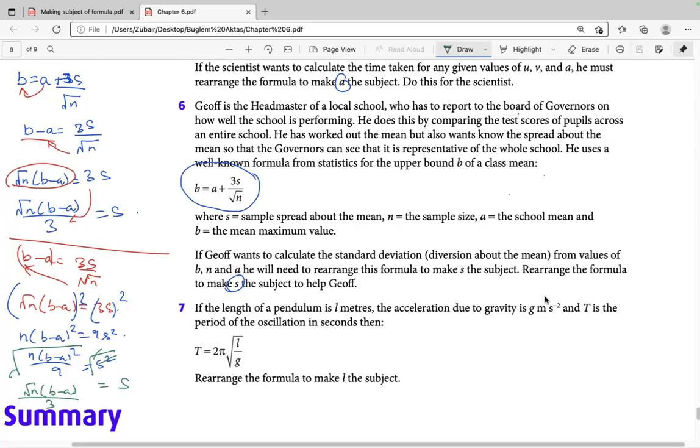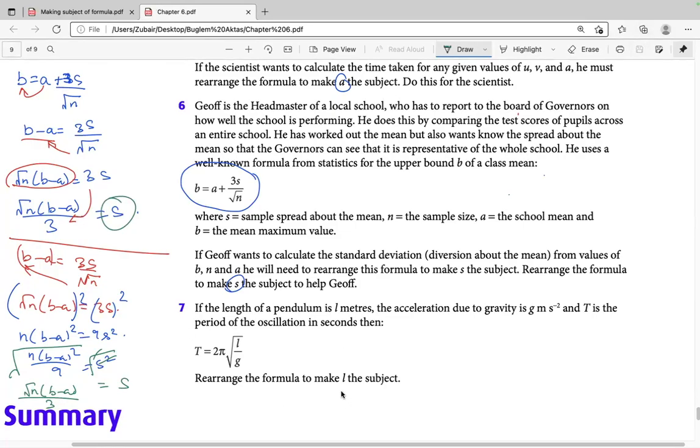Okay, I didn't know that you could keep the square root still in the equation. Yeah, because we are least bothered about it. We just want to separate S.